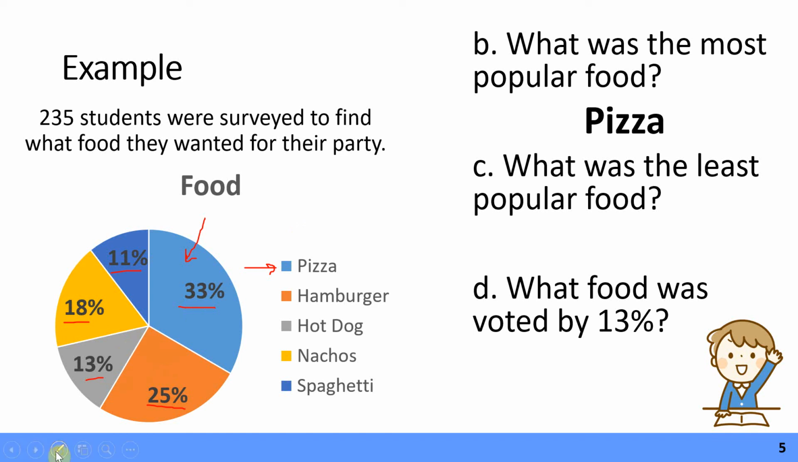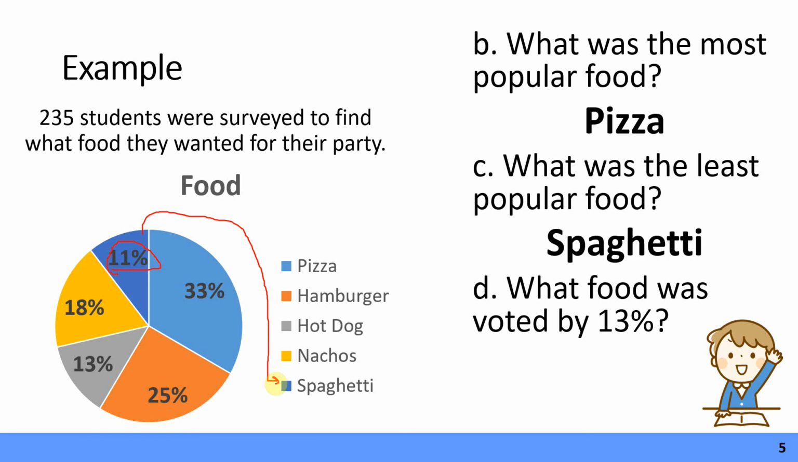Now for question C, they're asking us what was the least popular food. So least popular means that it has to have the smallest percent. So we look at the smallest percent. If this had not had percents, visually it might have been a little bit hard to distinguish which is the smaller slice. But again, that's why we have percents. So hopefully we all agree that the smallest percent here is 11%, which is dark blue. We come to our legend and dark blue represents spaghetti. So that's my answer for question C.